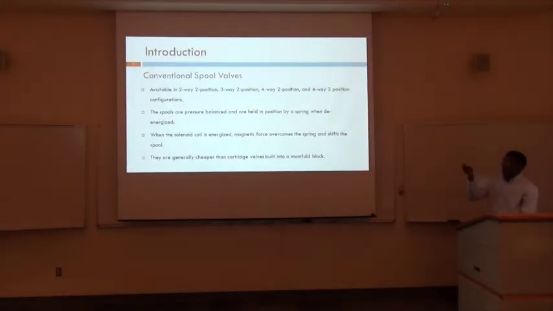Now let's look at conventional spool valves. Spool valves come in a number of different configurations, and the standards are two-way, two-position, three-way, two-position, four-way, two-position, and four-way, three-position. Now with the two-way, two-position, if you have a valve, it could move in two different positions, forward and back, and two-way meaning that fluid can go in two directions. And similarly with the four-way, three-position, you have the spool valve which could go in three positions. You could go either forward or backward, and fluid can go in four different ways.